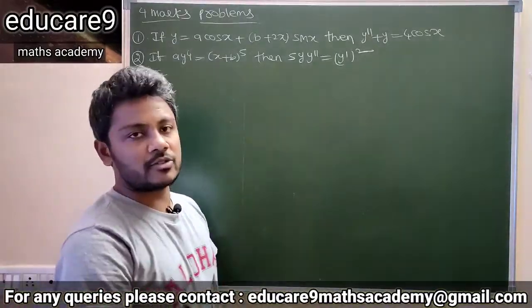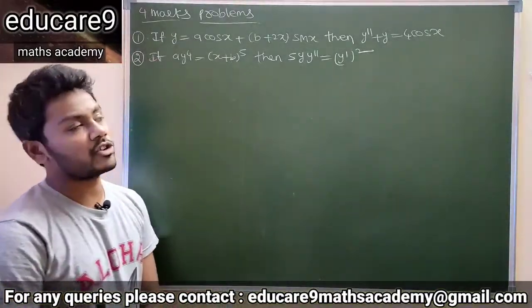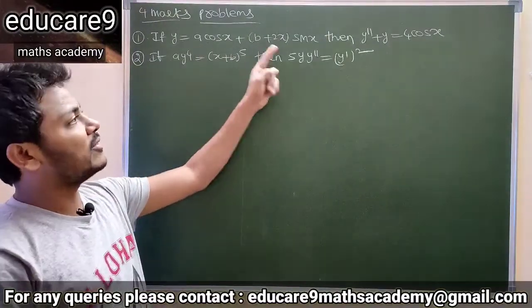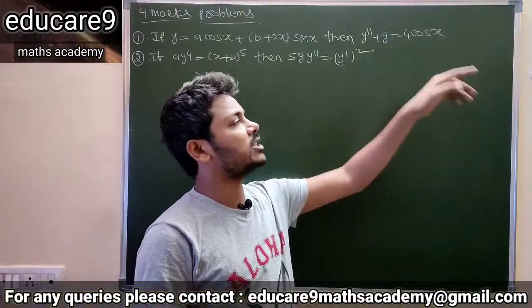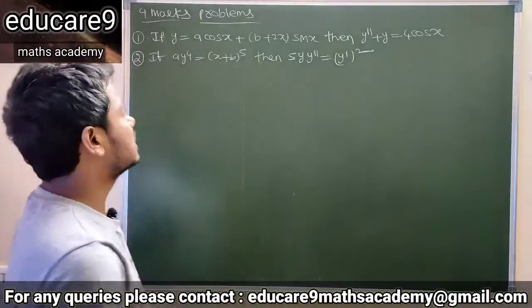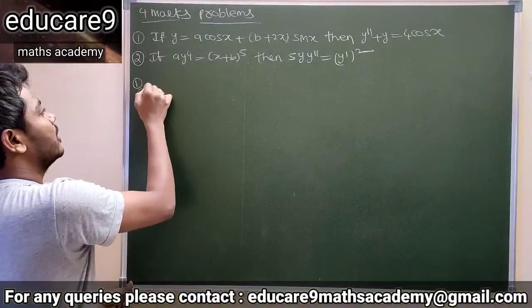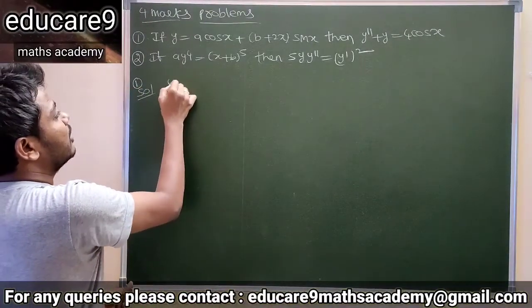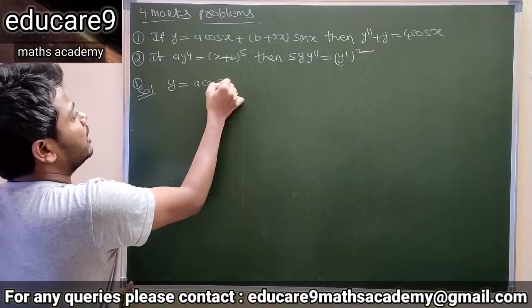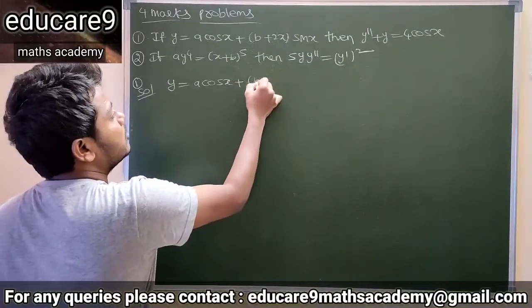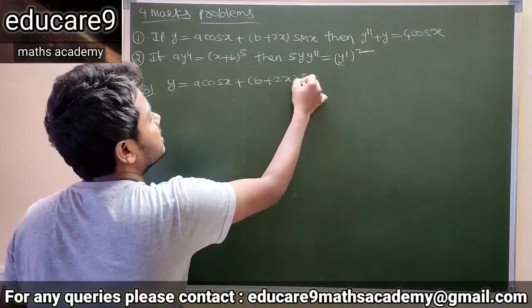So next we will discuss a few 4 marks problems. See the first one. If y is equal to the given expression, then y double dash plus y is equal to what? 4 cos x. So see here first one. Given y is equal to a cos x plus b plus 2x sin x.